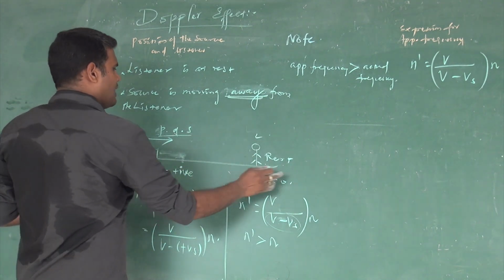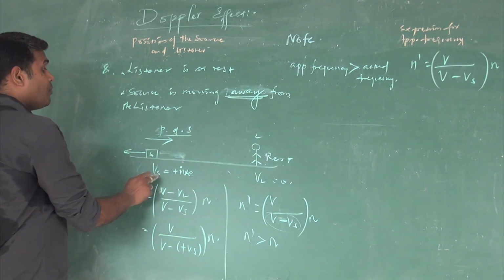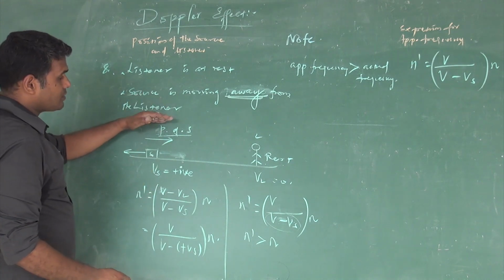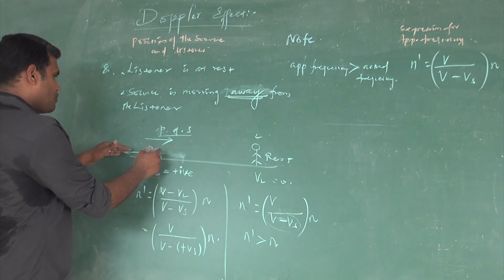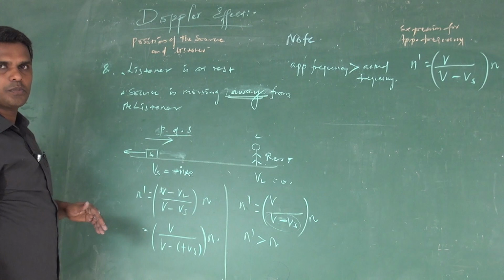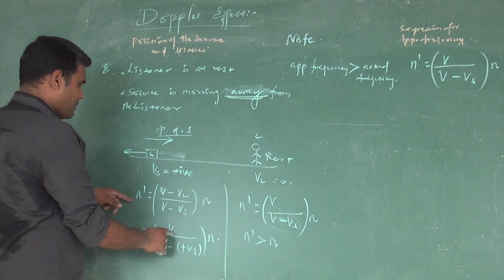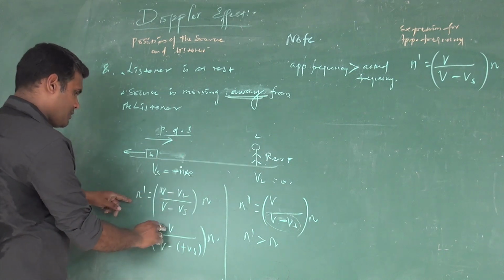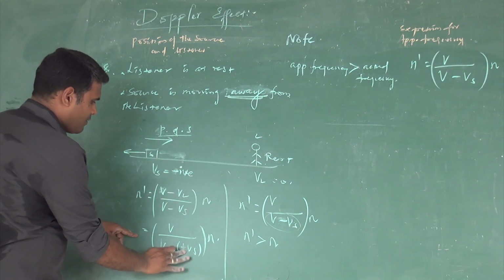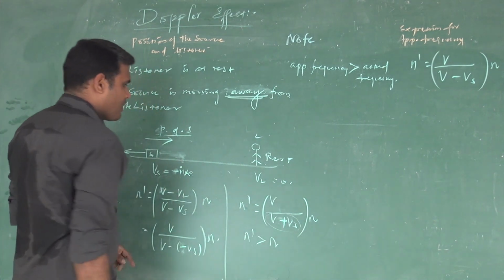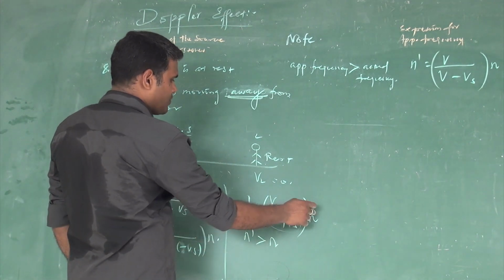Listener is at rest, so velocity of listener is 0. What about the sign convention for Vs? We can say if the propagation of sound wave is along this direction and source is moving opposite to it, then Vs must be negative. So in this general expression, I can say V minus VL, as VL is 0, it is simply V. V minus Vs is negative, so minus of minus will become plus. So n prime equals V divided by V plus Vs into n.